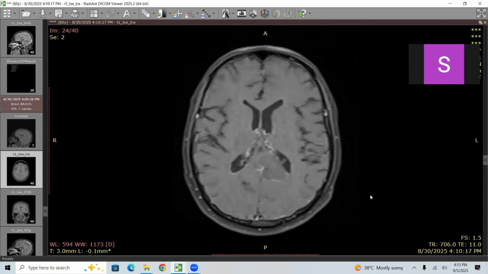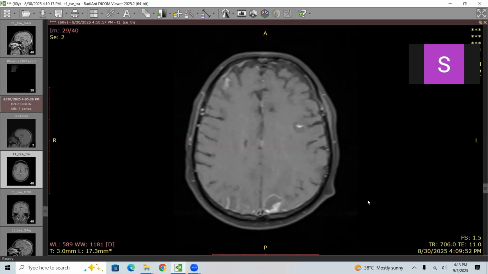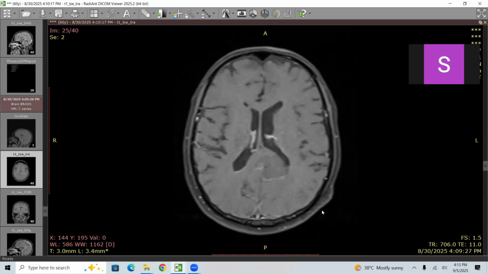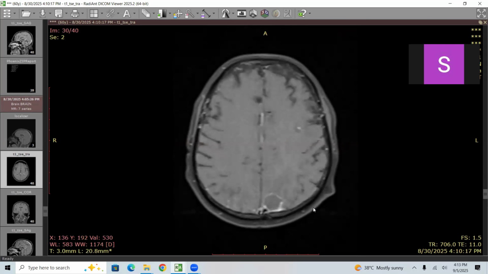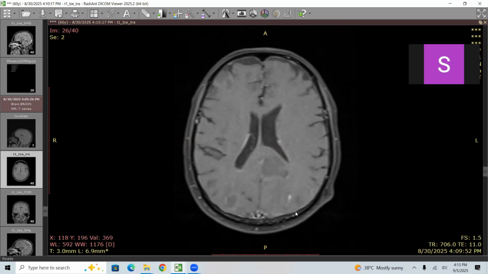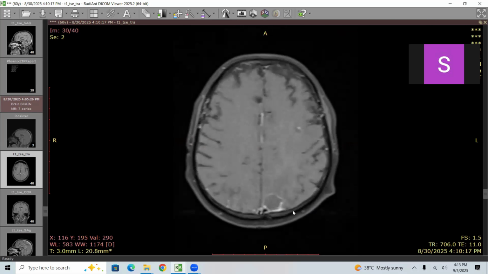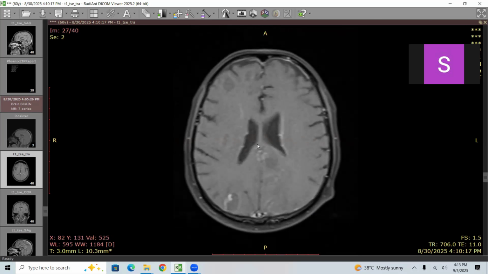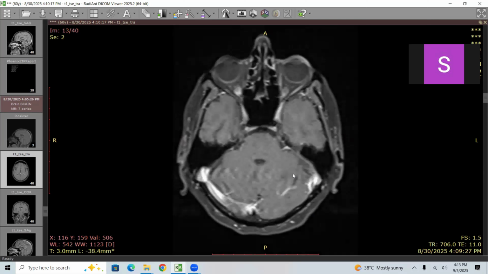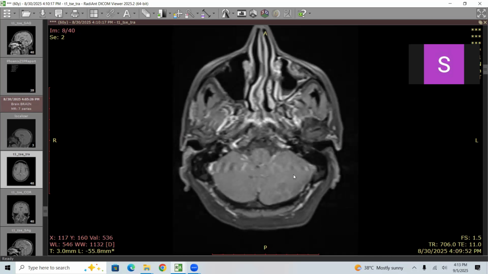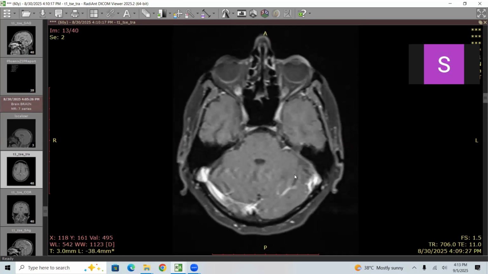On the post-contrast images, there is ring enhancement. Peripheral ring enhancement is noted. The ring is thin on the medial aspect and thick on the lateral aspect. Some of them are showing open ring enhancement and some of the lesions are non-enhancing. And some of the lesions are showing punctate central enhancement too.